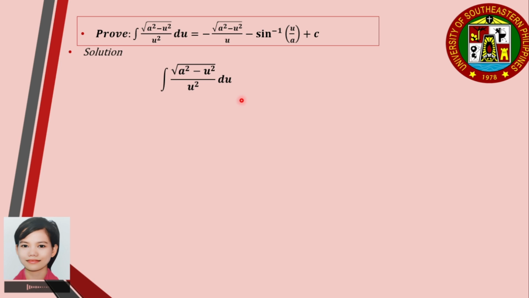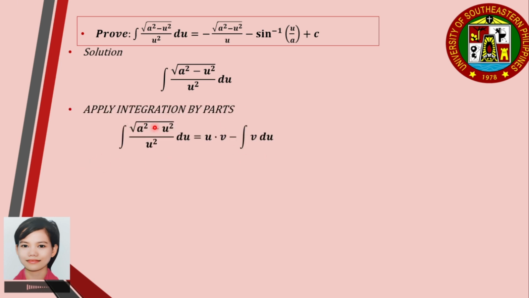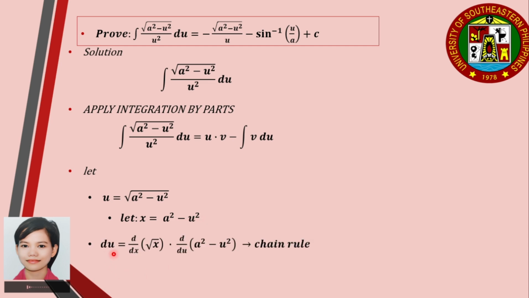So for the solution, of course, we're still going to apply the integration by parts. So we're going to find u, v, and du, of course. And then we're going to let u be equal to the square root of a squared minus u squared. So as you can see, to derive the u, we can use the chain rule for this one. So we're going to let x be equal to a squared minus u squared. So the dx of it is negative 2u, if I'm not mistaken.